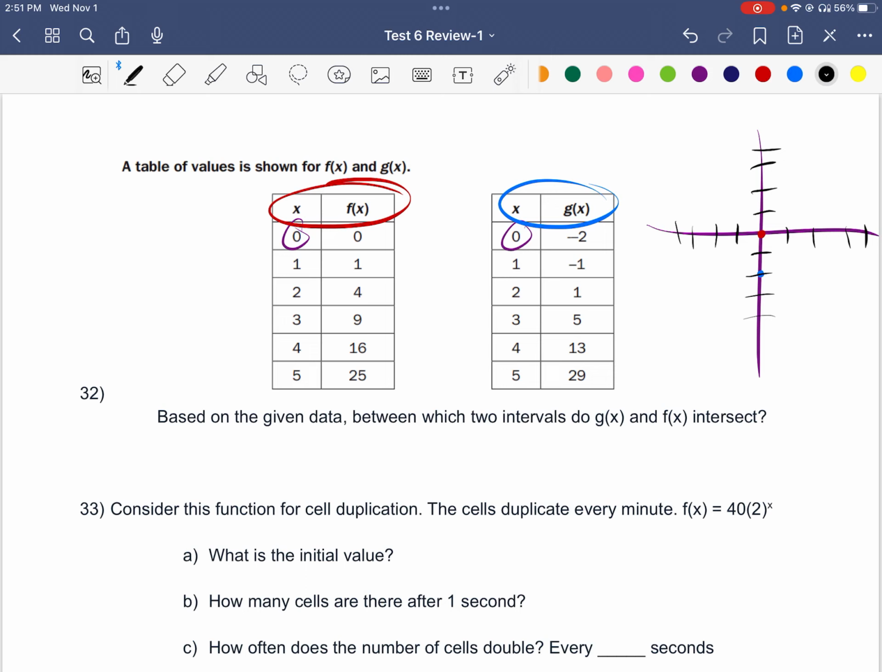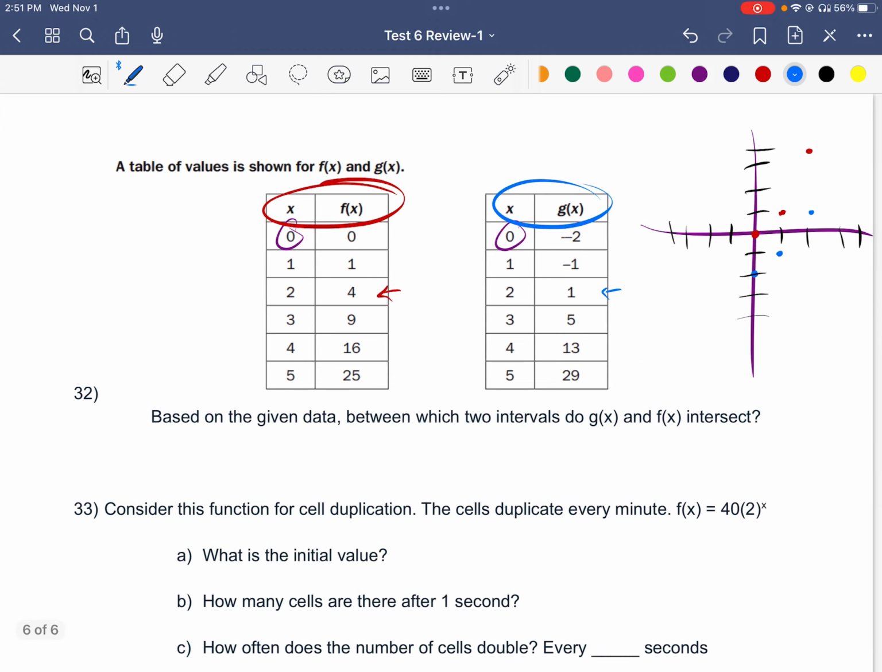All right, when x is at 1, the f of x function is at +1. Okay. For g of x, when x is 1, the y value is -1. All right. When x is 2, the y value is 4 for f of x. And when x is 2 for g, the y value is 1. So 2, 1. All right.